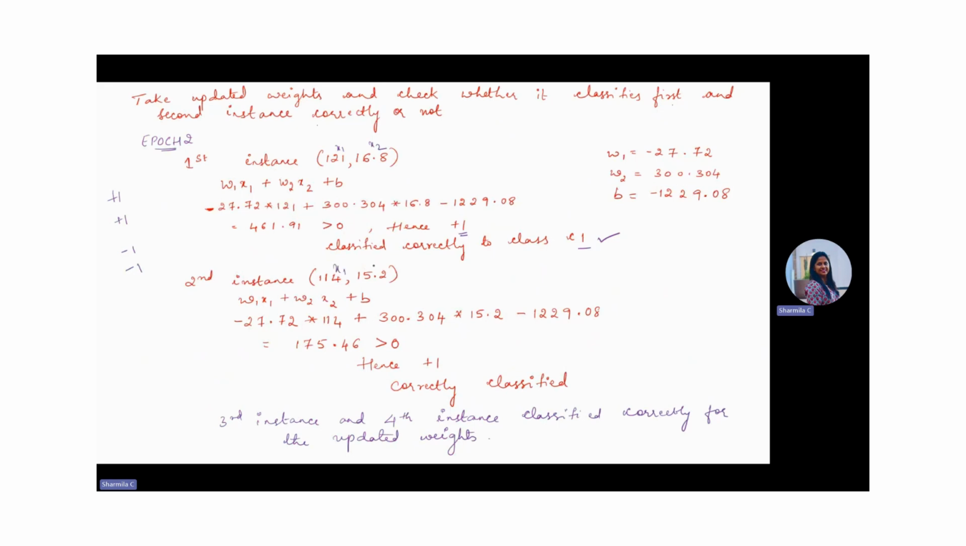Consider the second instance, and substitute the values. So this will be x1, this will be x2. This is given as an input to the activation function. Since it is greater than 0, this will be +1. So it is correctly classified. The third and fourth instances are already correctly classified with the updated weights. So this completes epoch 2, and we'll stop the process, because even after the second iteration, these weights are not changed. Once the weights are not changed during the epochs, stop the process.